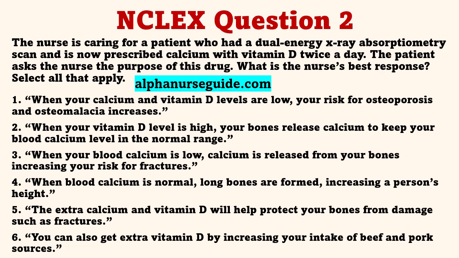1. When your calcium and vitamin D levels are low, your risk for osteoporosis and osteomalacia increases. 2. When your vitamin D level is high, your bones release calcium to keep your blood calcium level in the normal range. 3. When your blood calcium is low, calcium is released from your bones, increasing your risk for fractures. 4. When blood calcium is normal, long bones are formed, increasing a person's height. 5. The extra calcium and vitamin D will help protect your bones from damage, such as fractures. 6. You can also get extra vitamin D by increasing your intake of beef and pork sources.